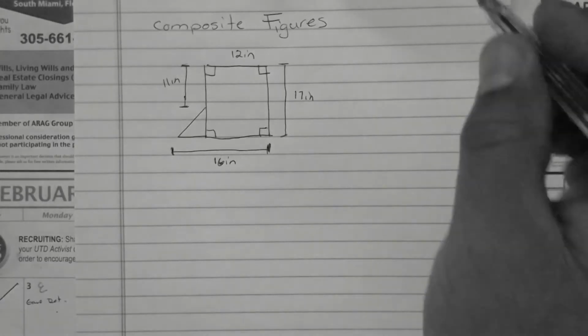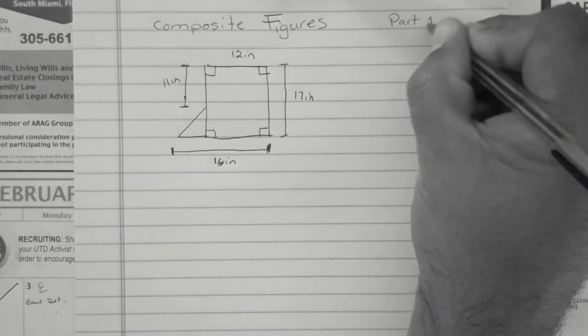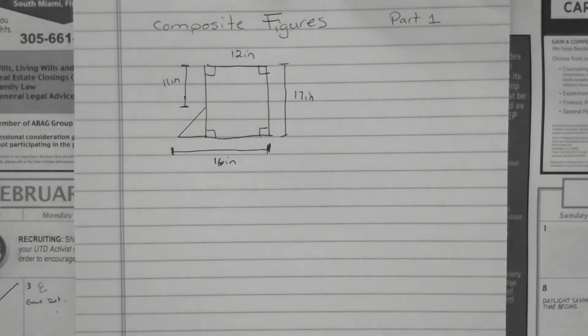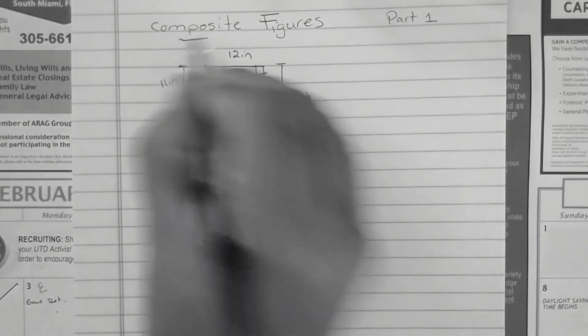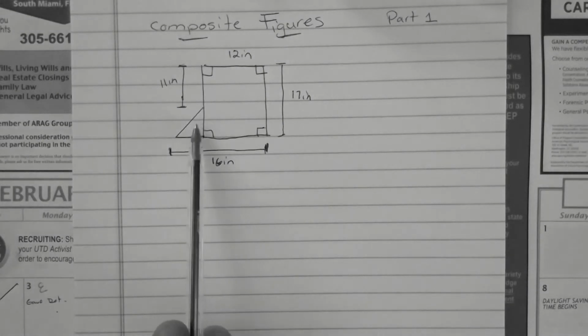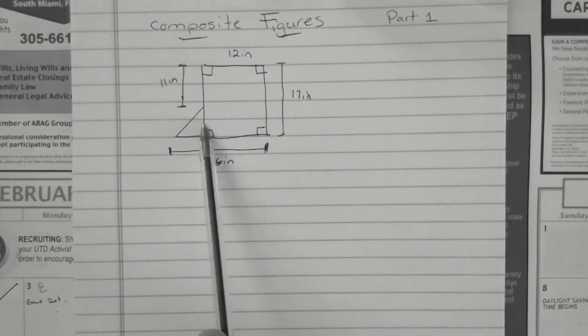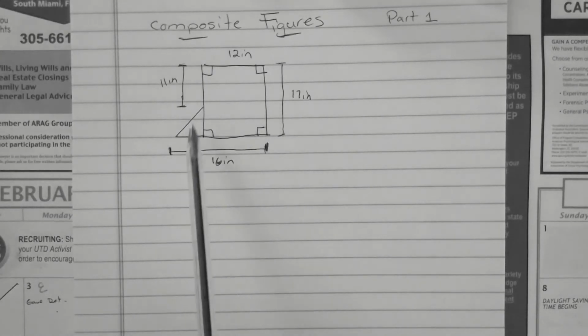All right, this is composite figures. Let's call this part 1. When you look at composite figures, the composite figure means you have two particular shapes connected to each other. In this case, you have one shape here, which is a quadrilateral. A quadrilateral is any figure that has 4 sides, and you have a triangle.